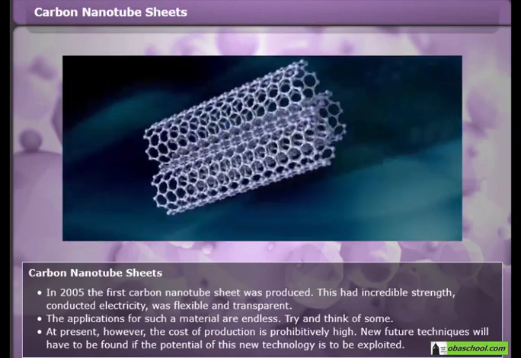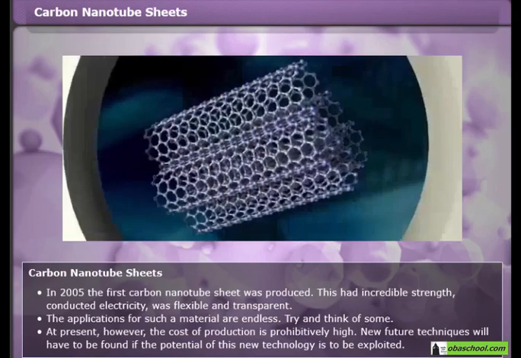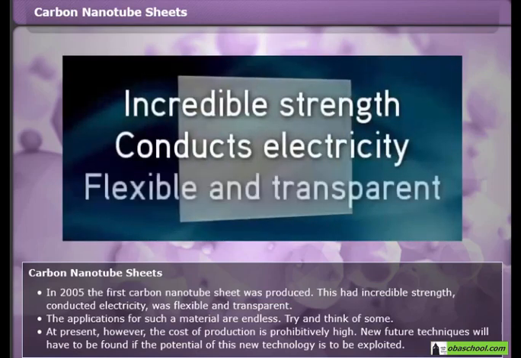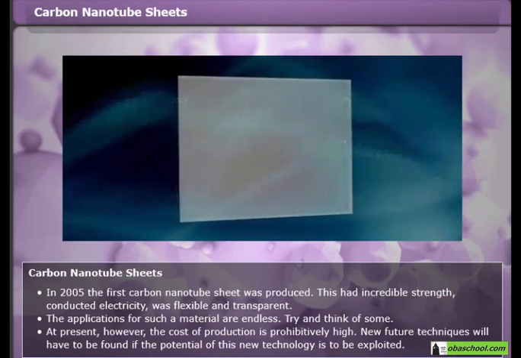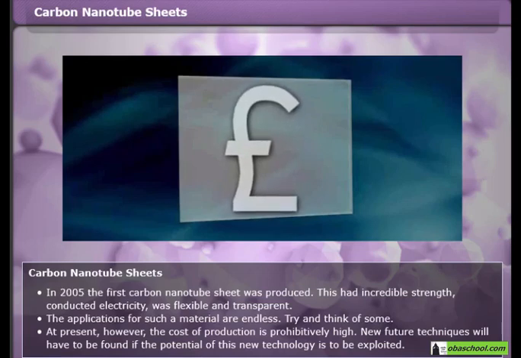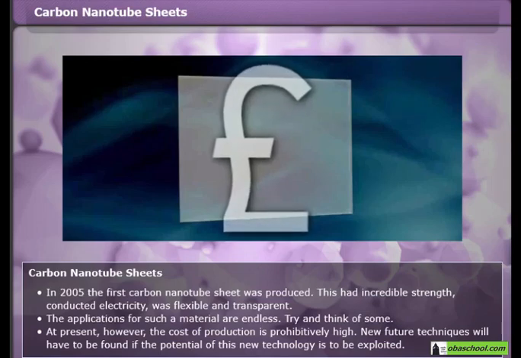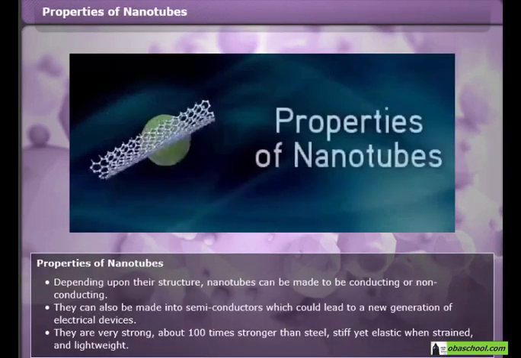Carbon nanotube sheets. In 2005, the first carbon nanotube sheet was produced. This had incredible strength, conducted electricity, was flexible and transparent. The applications for such a material are endless. Try and think of some. At present, however, the cost of production is prohibitively high. New future techniques will have to be found if the potential of this new technology is to be exploited.